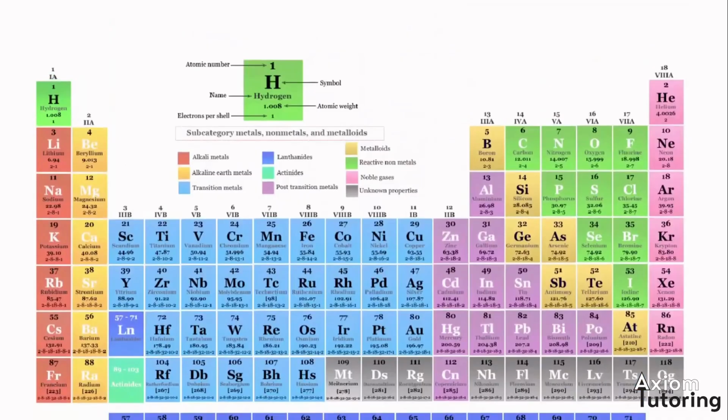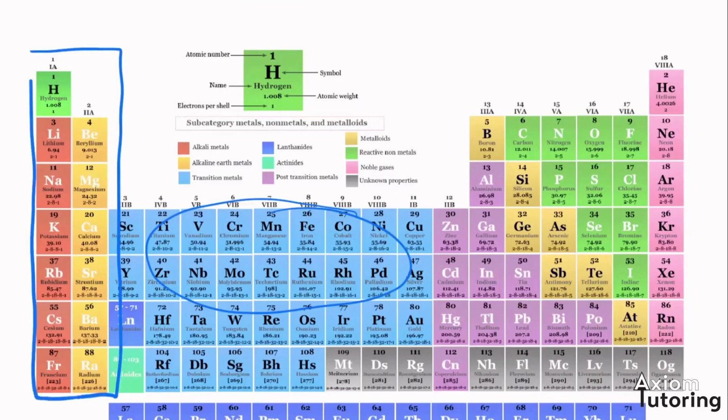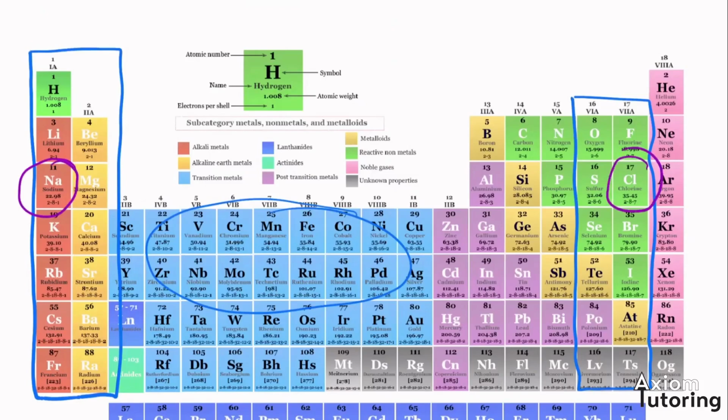So over here I have the periodic table. And although many elements are able to become ions and form ionic bonds, especially metals, today we'll be focusing on the first two groups of the periodic table, and then groups 16 and 17 over here. The reason why these two groups are really good at forming ions and ionic bonds is because of their electron configuration. We'll be looking at sodium and chlorine as an example.